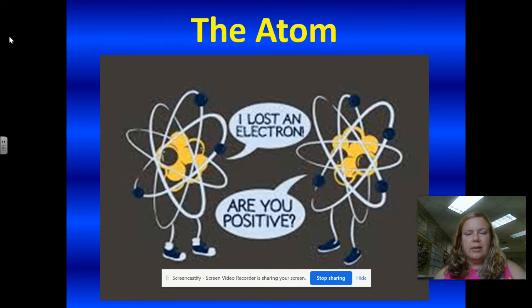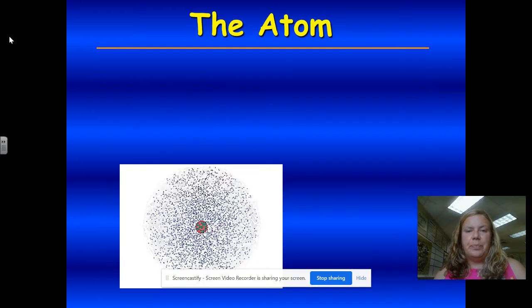Of course, we love the atom. I love the atom. So here we go. We start off with a little comic. I lost an electron. Are you positive? So we'll find out soon that when an atom loses an electron, it becomes a cation, which is a positive ion.